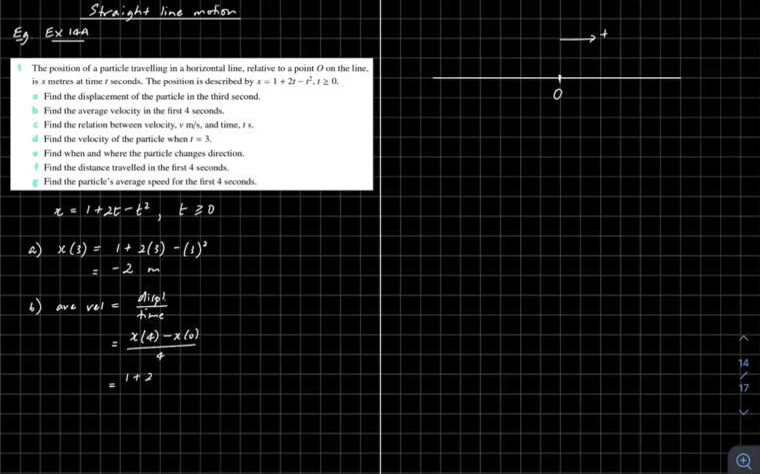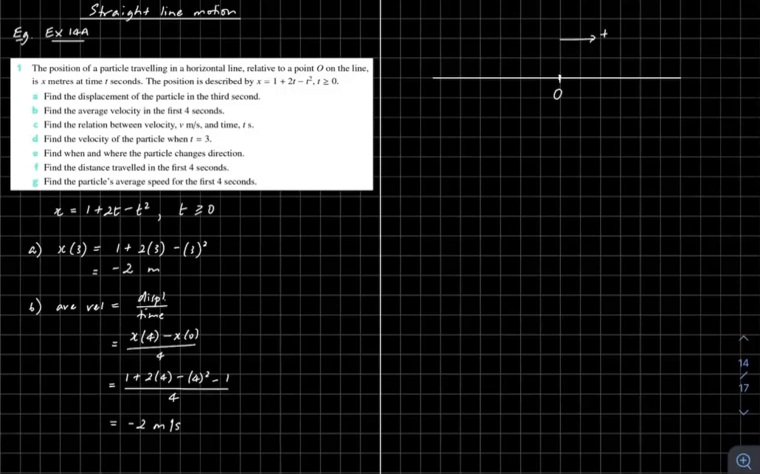So if we sub 4 into here, what have we got? 1 plus 2 times 4 minus 4 squared, and subbing 0 into that just leaves us with 1. That's all divided by 4. So what's that? The 1's are going to cancel. We're going to have 8 minus 16, which is going to be negative 8 over 4, which is going to be negative 2. And our units here are meters per second.